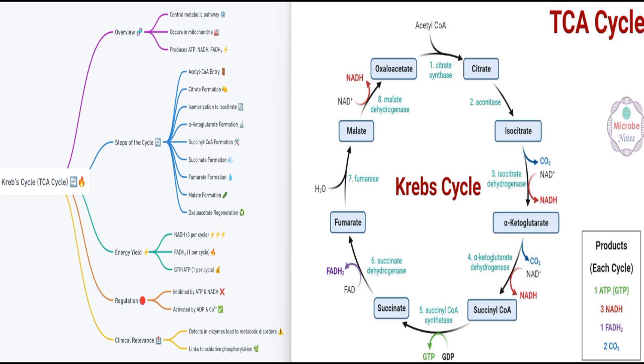Alright, so it has 8 steps like I talked about, and it requires 8 enzymes, and they are located in the mitochondrial matrix, and the final product is oxaloacetate. So 3 NADH molecules are produced, 1 GTP molecule is produced, 1 FADH2 molecule is also produced, and the cycle is accompanied by the liberation of 2 carbon dioxide molecules.